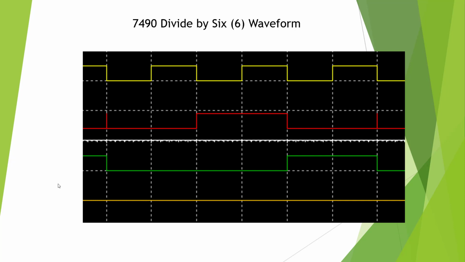Here is the 7490 divide by 6 waveform. We can see that we're getting the reset glitch here and here. So we're going to start at this end and reset over here. So our count would be 0, 1, 2, 3, 4, 5, reset. So it'd be a mod 6 count, 0 to 5.